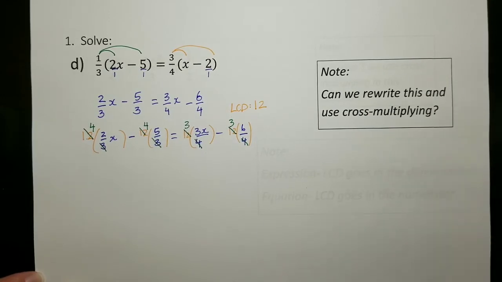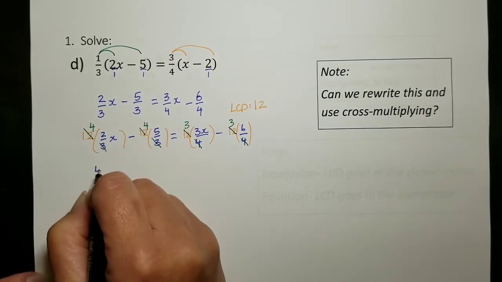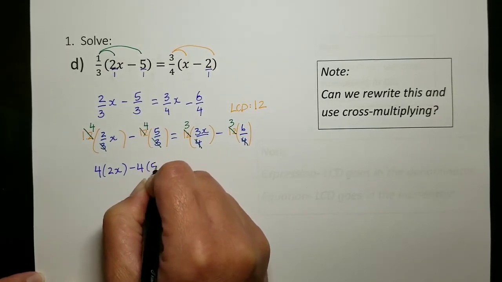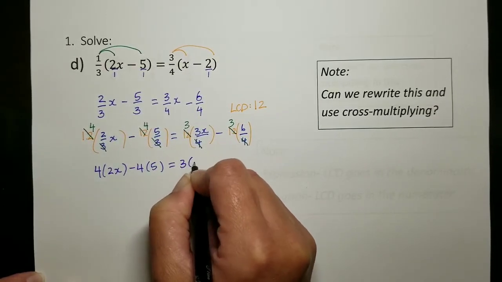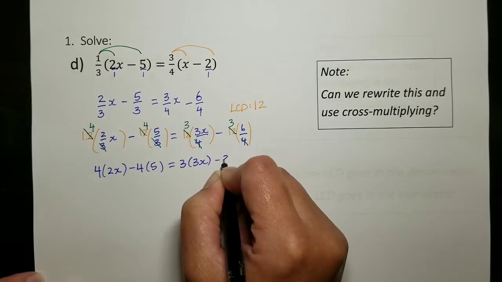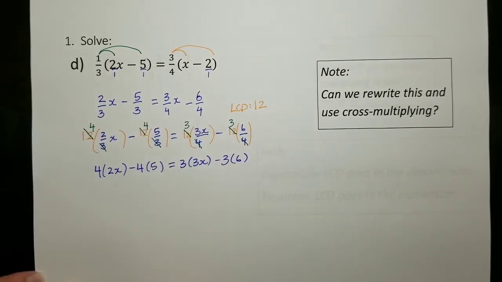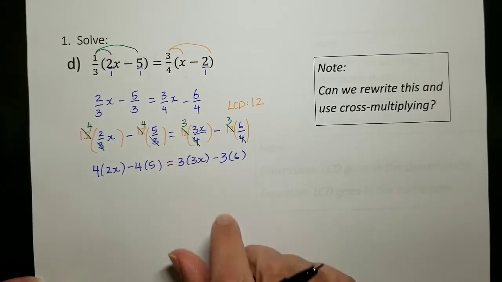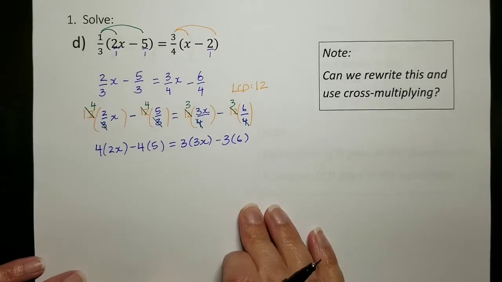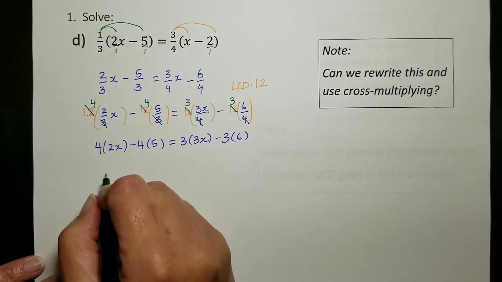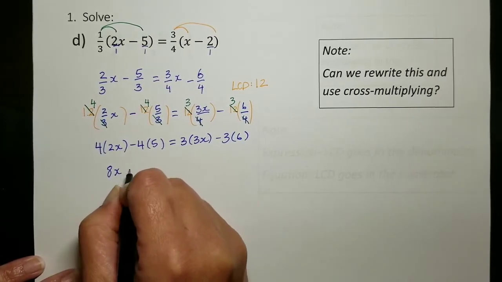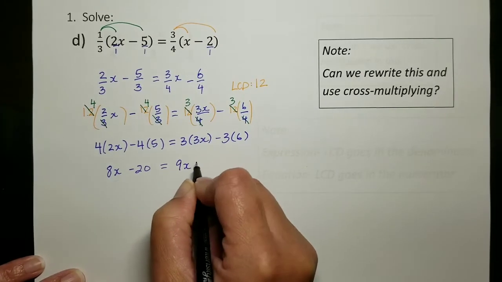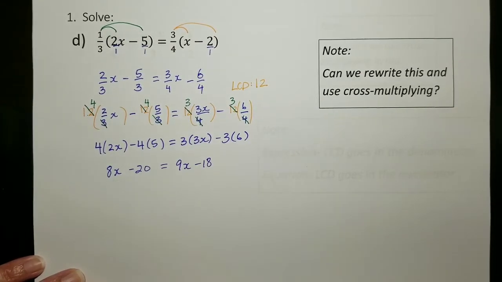Now this next step, you don't have to write it out, but I find it's sometimes worth it, especially if you've written your previous step a little messy or squashed stuff in. I like to write that out just so I'm really clear on what pieces are multiplying together. So now 4 times 2x is 8x, minus 4 times 5 is 20, equals 9x minus 18.